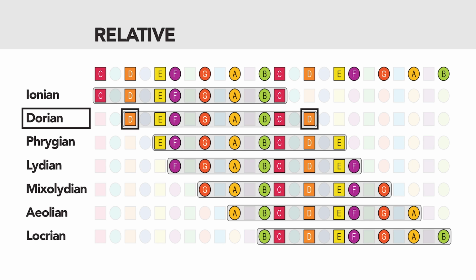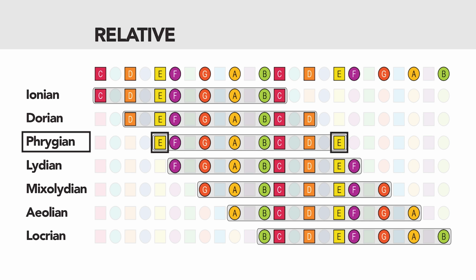The Dorian mode just starts on the 2nd scale degree of the C major scale and ends on the 2nd scale degree. So D is the starting point and the end point. D, E, F, G, A, B, C, D. The Phrygian mode in the key of C starts on E, the 3rd scale degree, and ends on E, and it sounds like this. It's all the same notes, but because we begin and end on a different note, this pattern has a different vibe, it has a different feel to it.